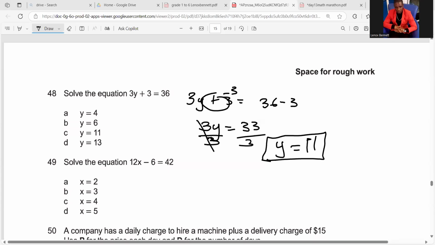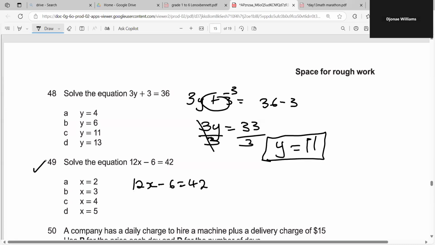Dijani, you can go ahead. Okay, sir. So we know the equation is 12x subtract 6 subtract 12x equal 42. So we're going to add 6 to both sides, which is 12x equal 42 plus 6, and that will give us 12x equal 48. And then after we divide both sides by 12, so x equal 12 divided by 48 equal 4.